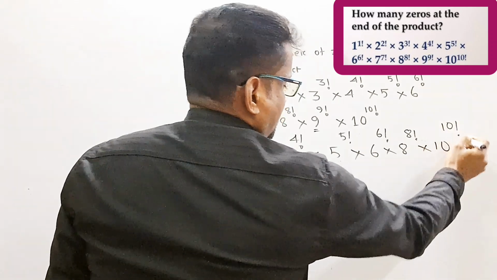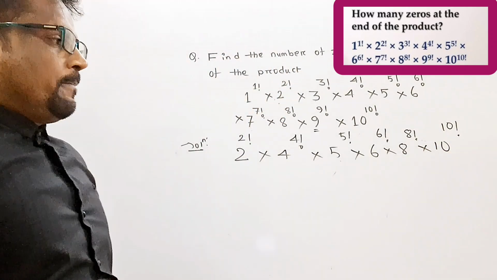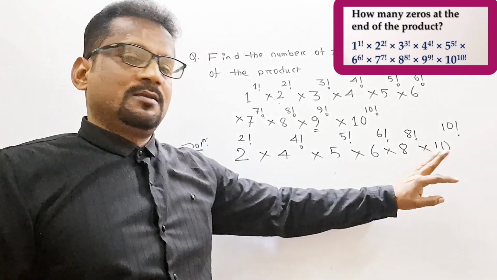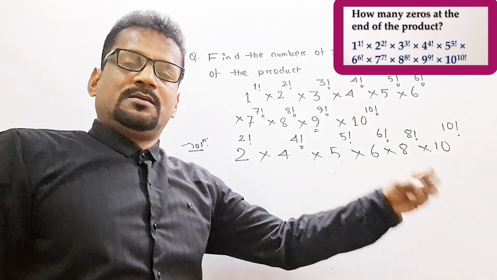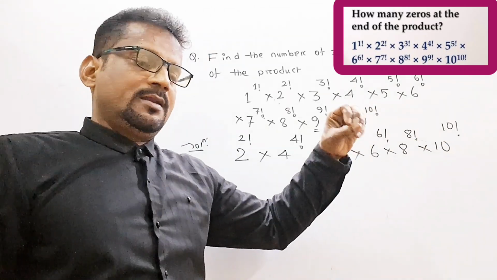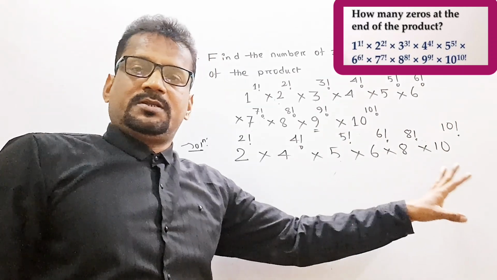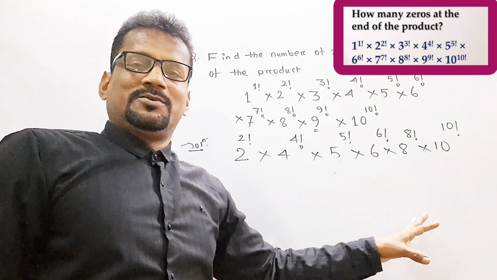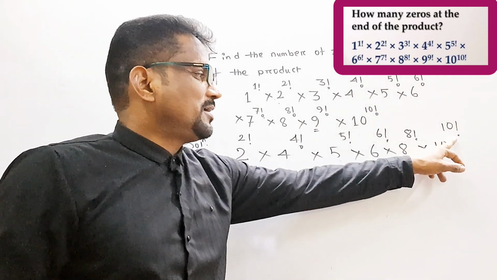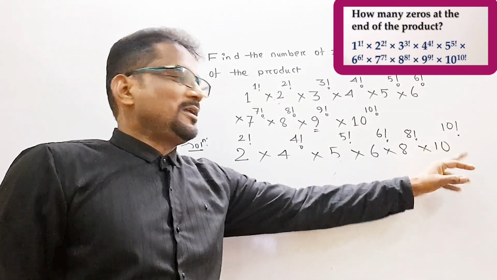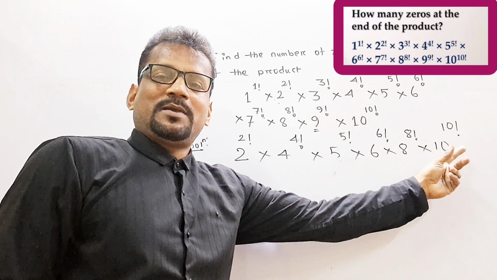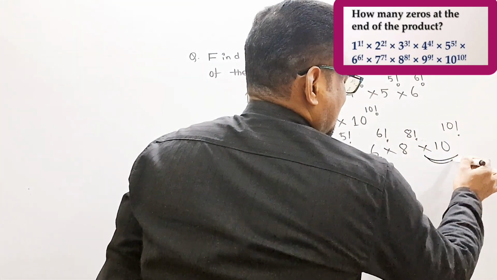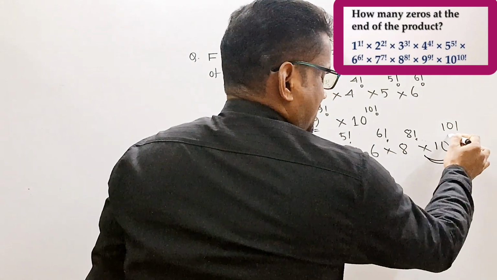Now you see this 10 to the power 10 factorial. If 10 square is there, there are 2 zeros. 10 cube is there, at the end 3 zeros. 10 to the power 5 is there, at the end 5 zeros. Here 10 to the power factorial 10 is present. That means by itself it's giving factorial 10 number of zeros. So it is confirmed that because of this we will get factorial 10 number of zeros.